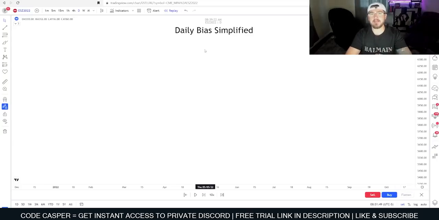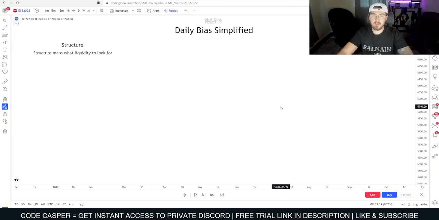While a lot of ICT is discretionary, I like to have a mechanical process. So here's my 3-step process for finding bias. We're going to break down daily bias into 3 key pillars, and that is structure, liquidity, and order flow. We're going to go ahead and get started with structure because structure is king in all of smart money.